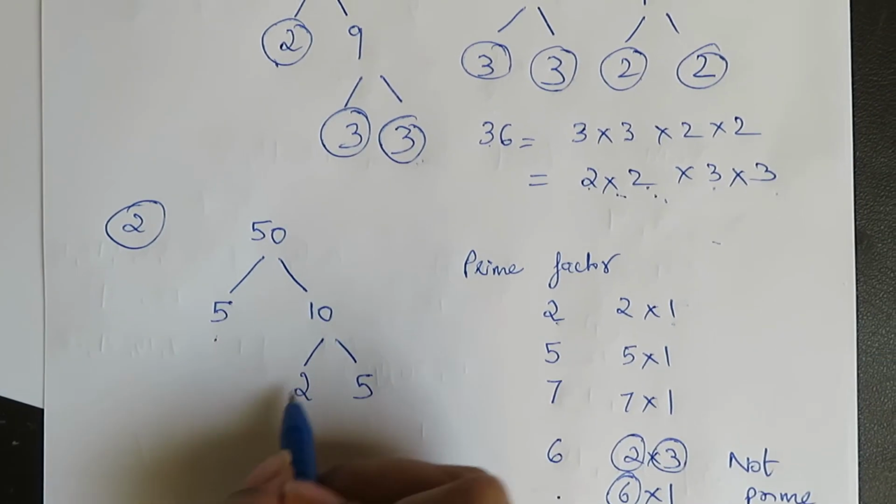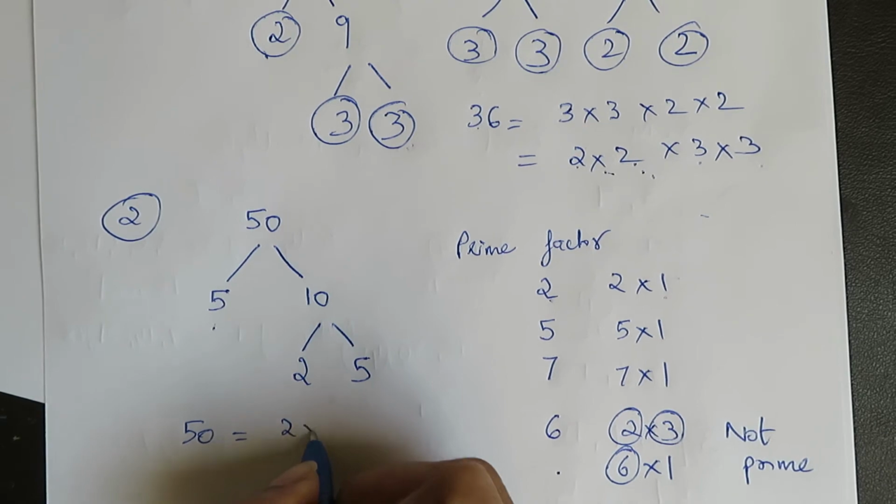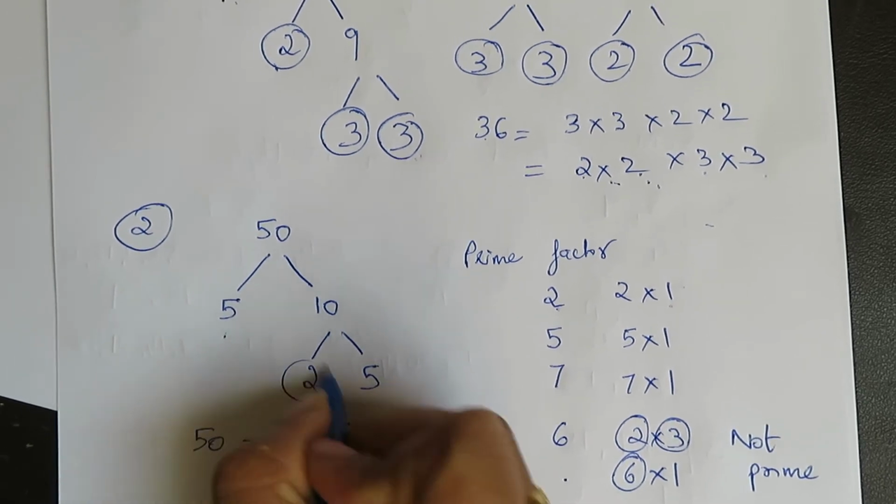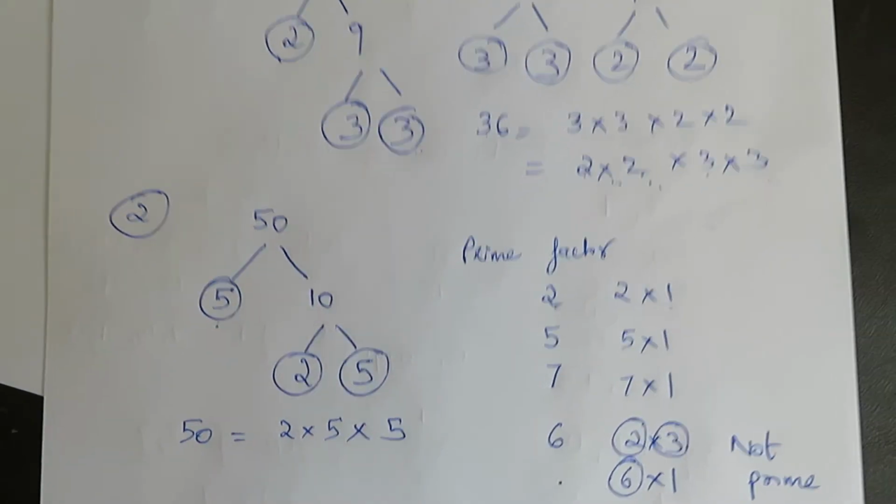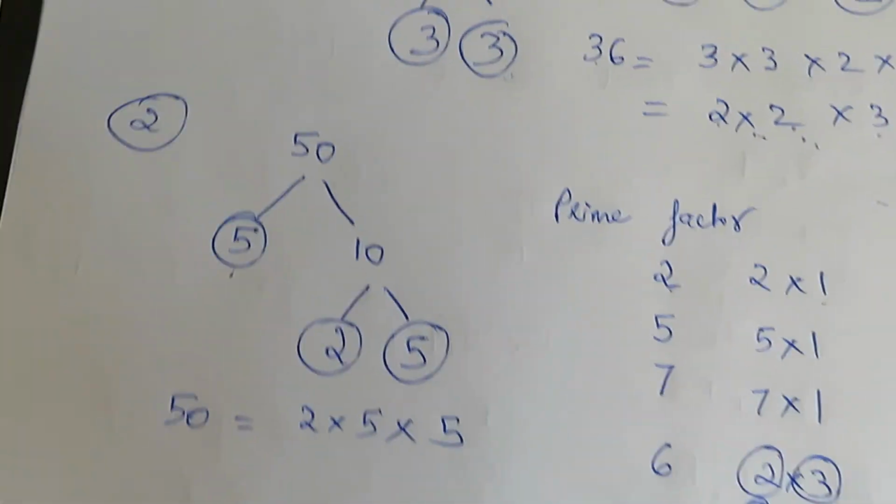Okay. So here what is the answer for 50? It is 2 into 5 into 5. I'll write it as a product of all of these numbers. Okay. So this is known as prime factorization.